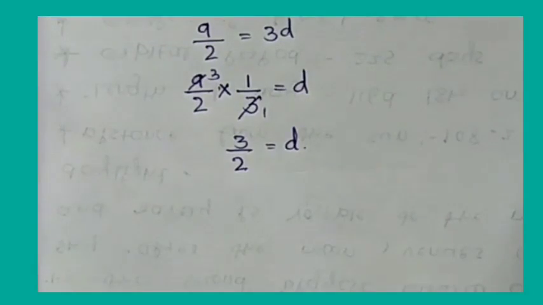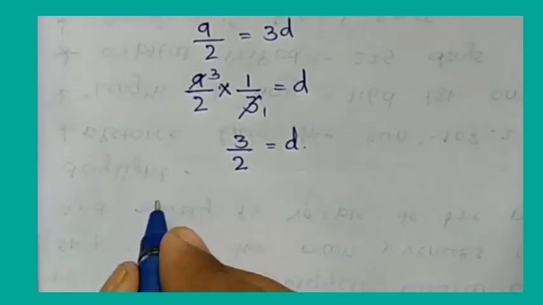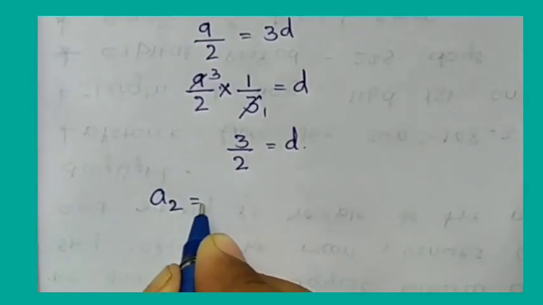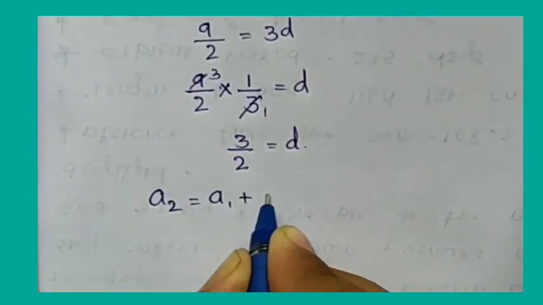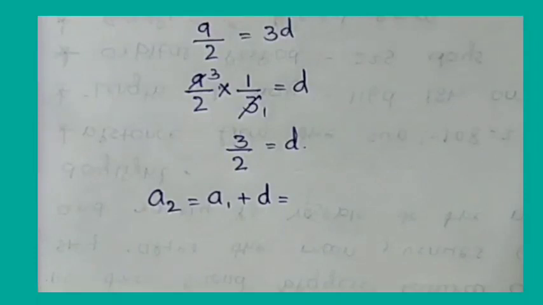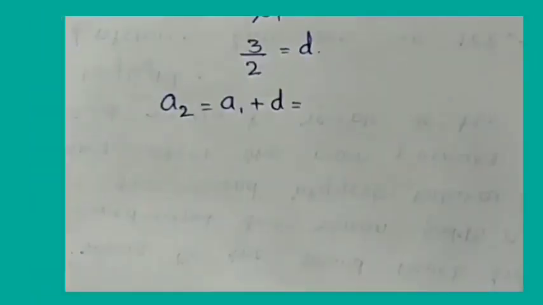So first we have to find A2. What is A2? A2 means A1 plus D. Okay, so put the values.